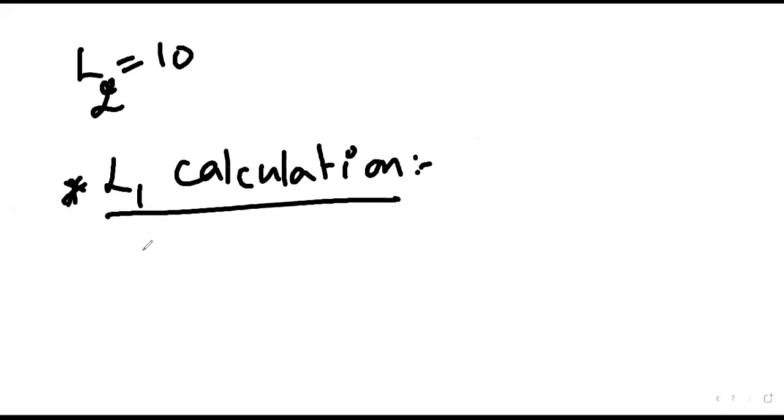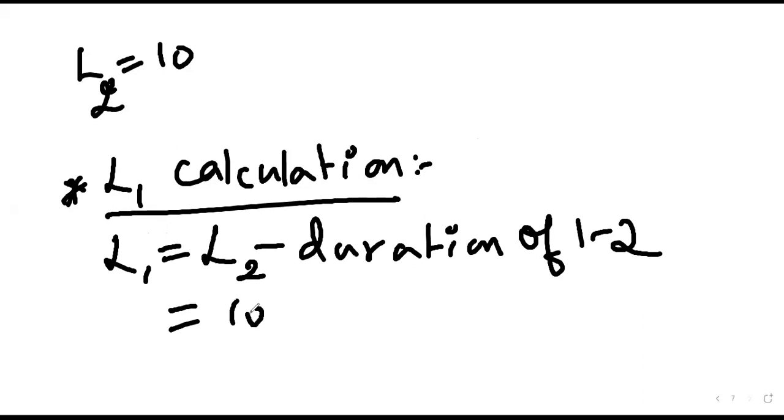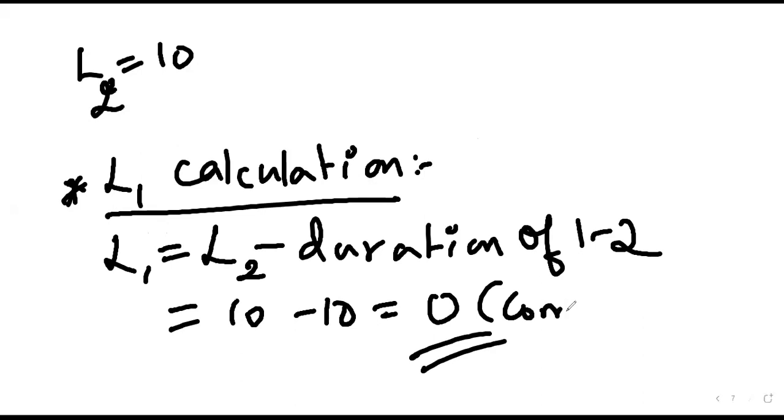L1 calculation is nothing but what should be L1? L2 minus duration of 1-2, which is equal to 10 minus 10. Answer: 0 compulsorily.